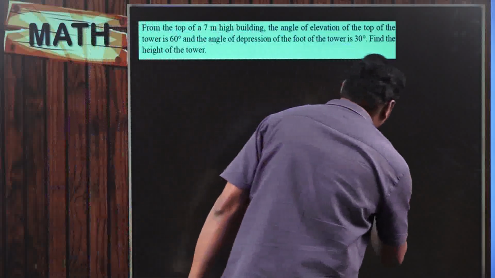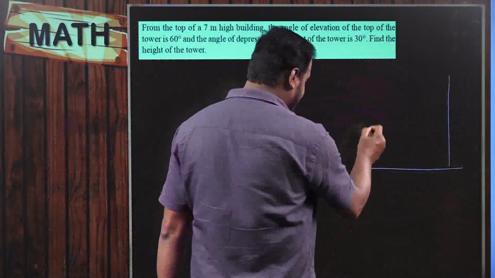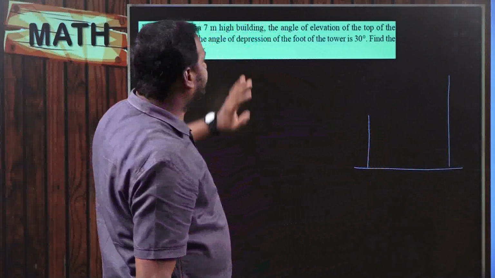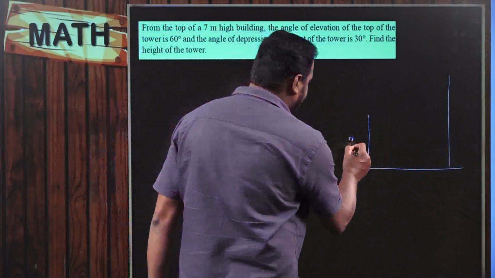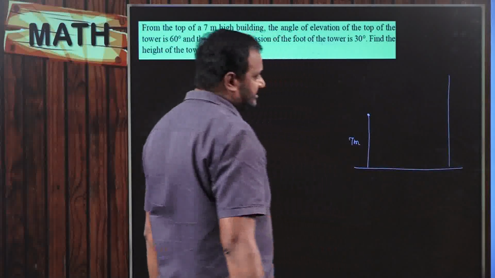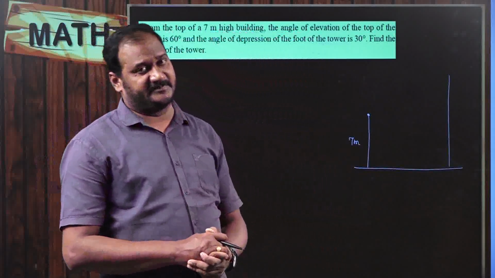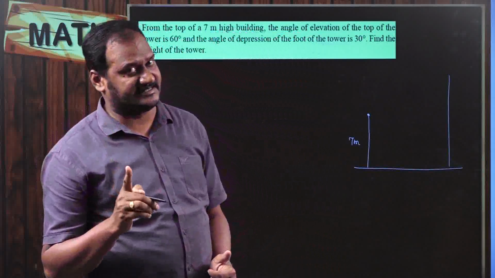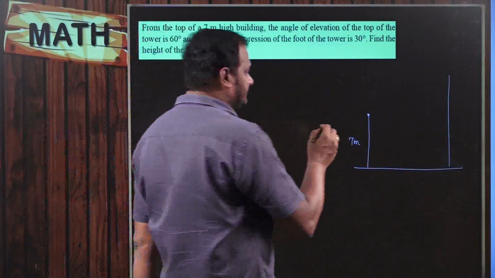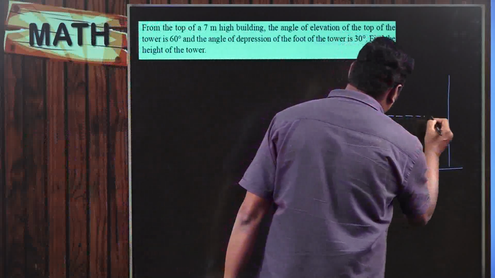This is the horizontal. This is the tower, for example, and this is the building. From the top of the 7 meters high building, so the height of the building is equal to 7 meters. From the top means from here. We already discussed, if we want to draw angle of elevation or angle of depression, the horizontal line is a must through the point of observer. So this is the point of observer. From here you need to draw a horizontal line.